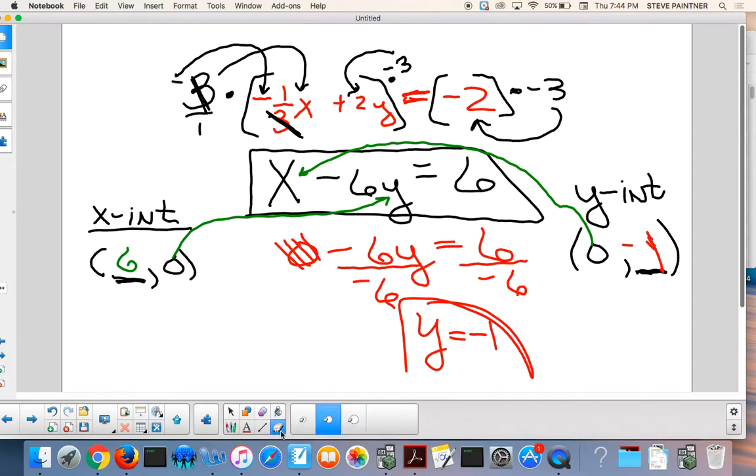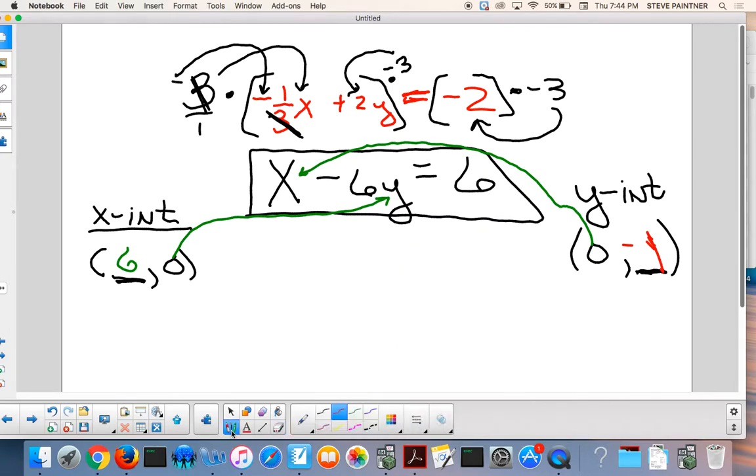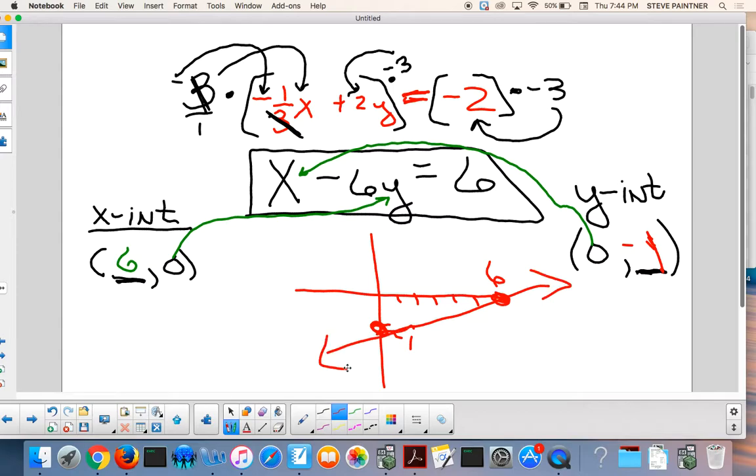Okay, so if I graph it quickly, it should be just like this. 0, -1 would be here. And 6, 0 would be 1, 2, 3, 4, 5, 6, right here. There she goes, right there. That's your line for number 3 in your notes today, or actually Friday. Okay?